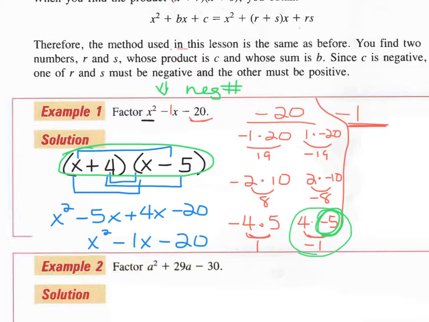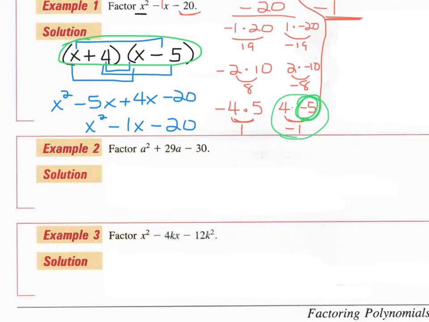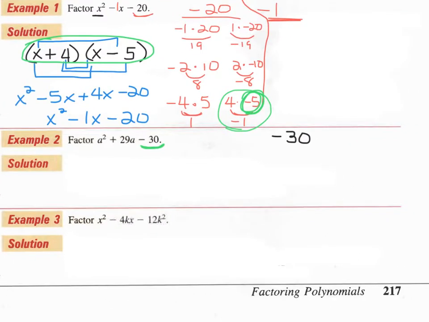Let's try another example. This time I'm looking for the factors of negative 30 that will add to give me 29. So again, we can list our factors. Now, if we do the trick, see how this is positive in the middle? So when I list my opposite signs, my bigger factor I'm going to make positive.